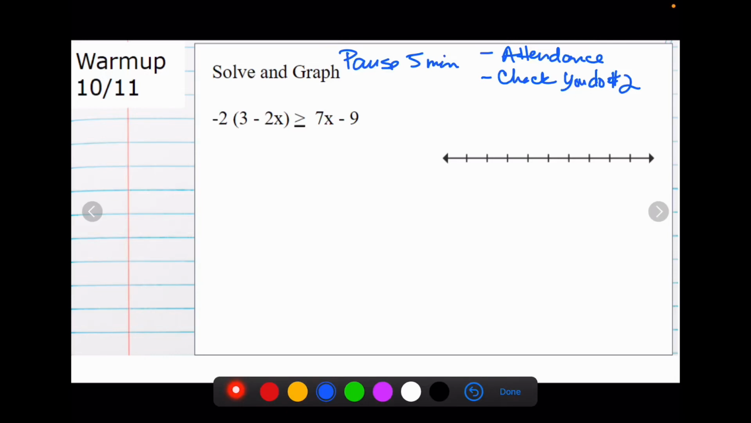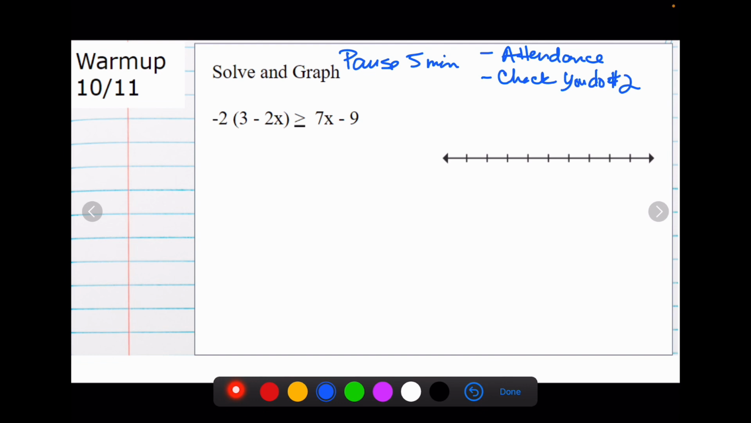So Mr. Everett and the sub should have gone around and checked to see if you completed your you-do number 2. You should have had it either check marked as they went around to see if you did any work, and then signed if you completed it correctly. And so we're going to go over the warm-up.